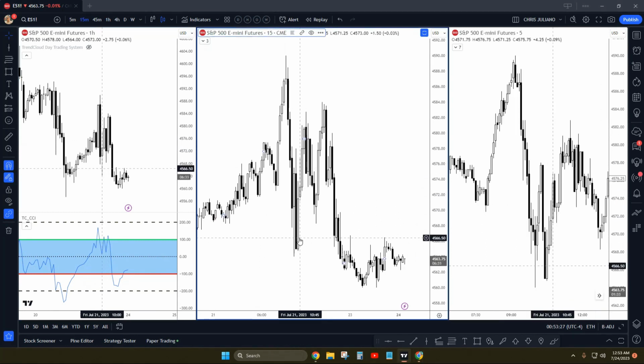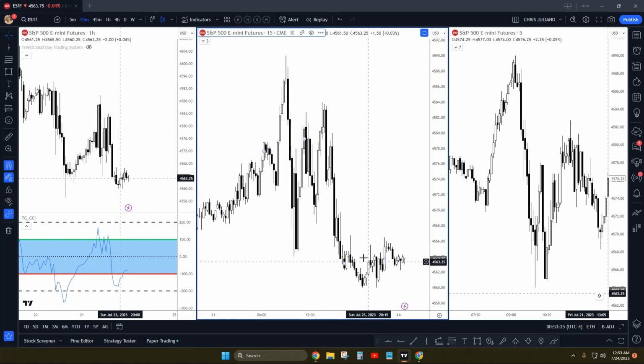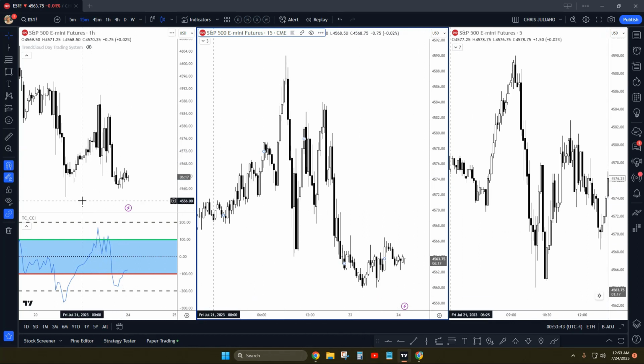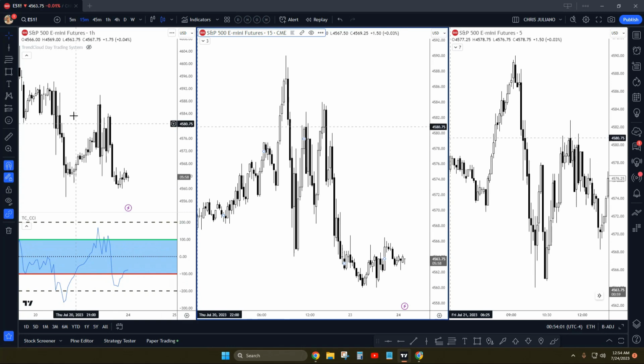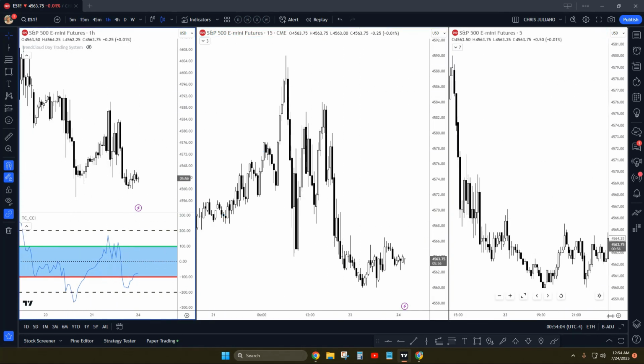Now, the formations that you find, like drop-base-rally, rally-base-drop, all those formations that create the level of imbalance are going to be on your 15-minute and your 5-minute chart. So let me give you an example here. First of all, let's go over the components of the CCI. You've got the positive 200, positive 100, the zero line, negative 100, and negative 200.